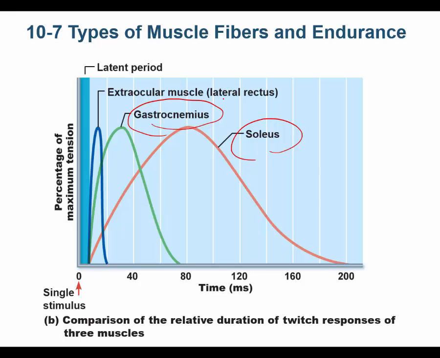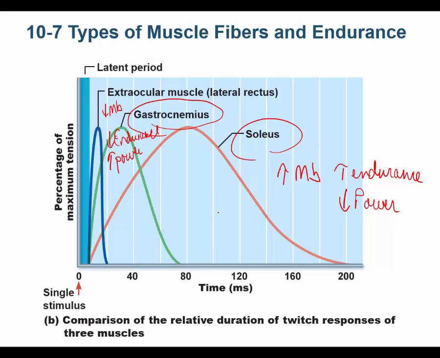And another thing I want to add to this is this. We just talked about how these slow twitch are high in myoglobin, so that's why they're red, and the fast twitch are low in myoglobin, and that's why they're white. But in addition, the slow twitch fibers are high endurance, low power. Whereas the fast twitch fibers are low endurance, they fatigue easily, but they're high power. So that's another big difference between fast twitch and slow twitch fibers: the power and the endurance.